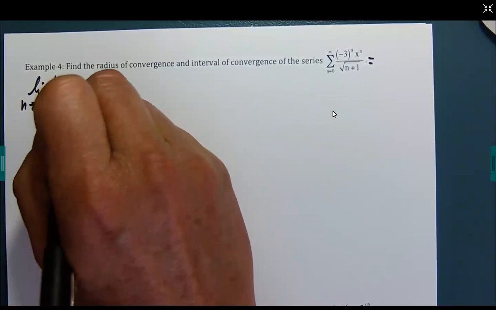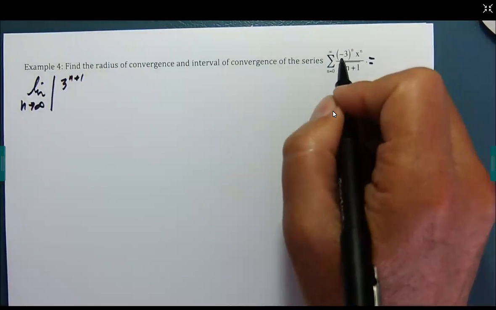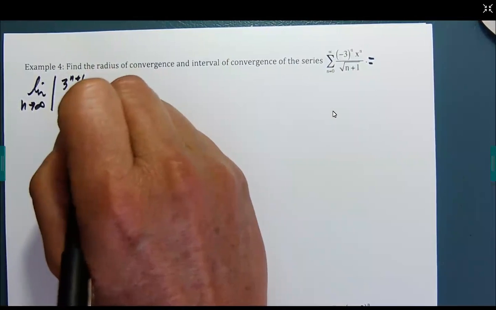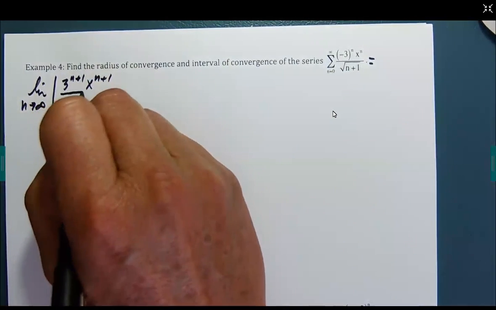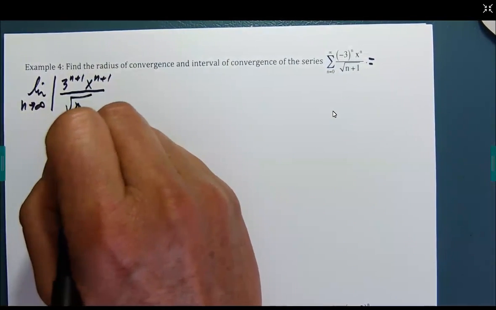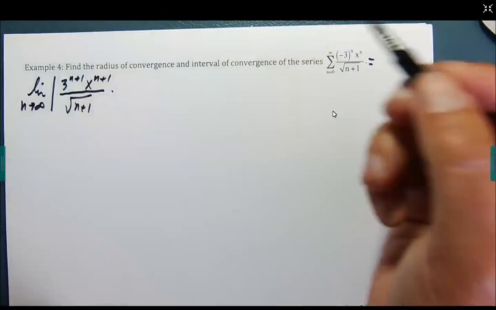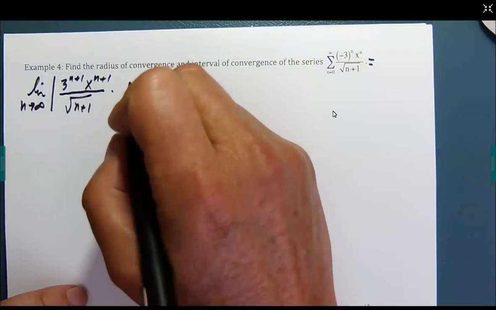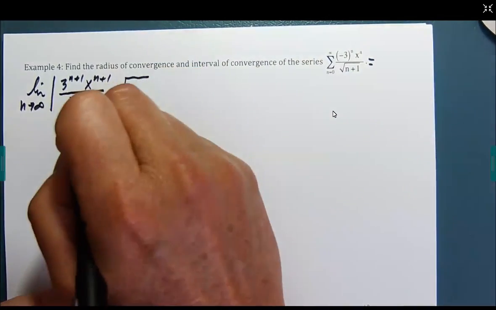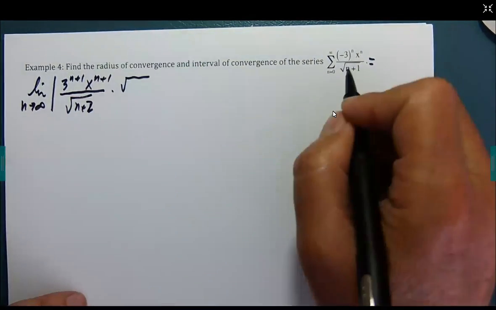So 3 to the n plus 1. Notice I dropped the negative because of the absolute value. x to the n plus 1 over the square root of n plus 1 times the reciprocal of that. Oh, this should be 2. Right, n plus 1 plus 1.